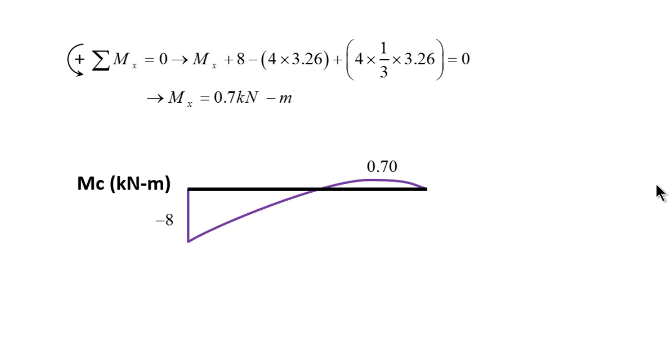Alright, I go down by 8 because I have a concentrated moment at the left, and I know there is a positive value that reaches 0.7. That's a maximum value of 0.7, actually it's at 3.26 meters from the left, and I must go down all the way to 0, because remember, at point D, which is the right end of this segment, I have a hinge, so the moment should be equal to 0. So that's why I'm having this shape.